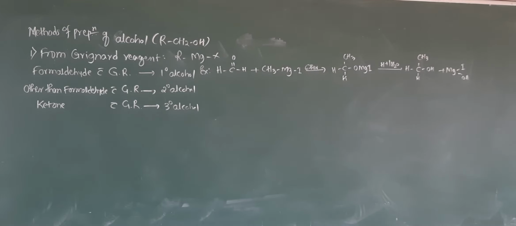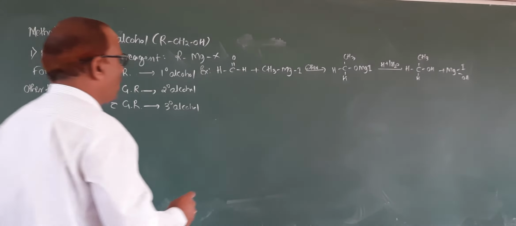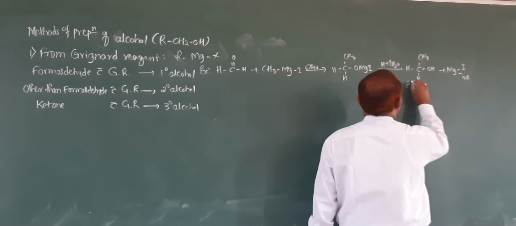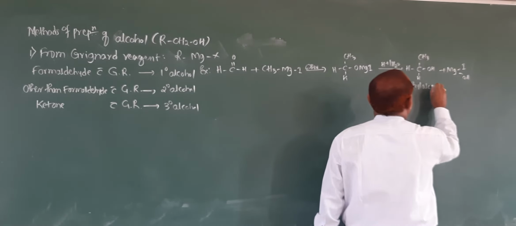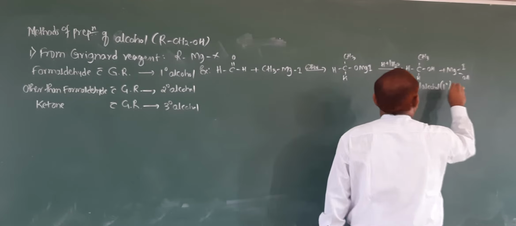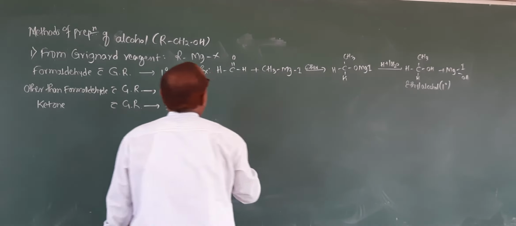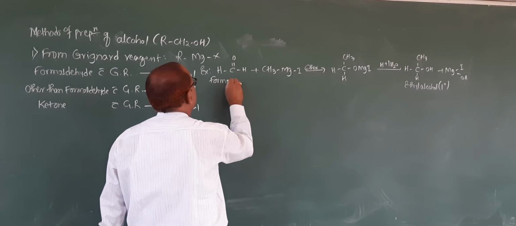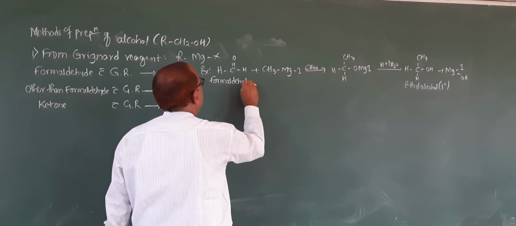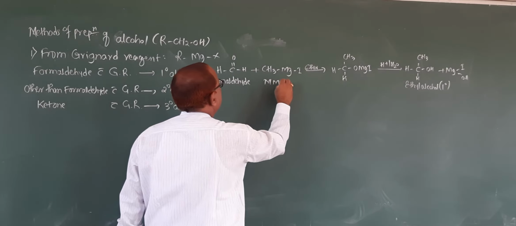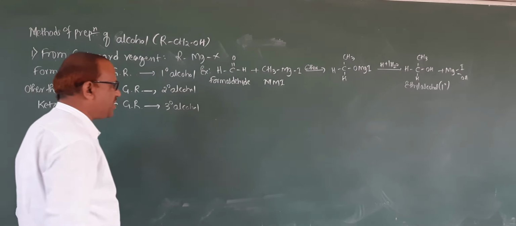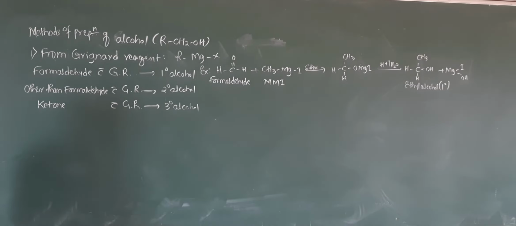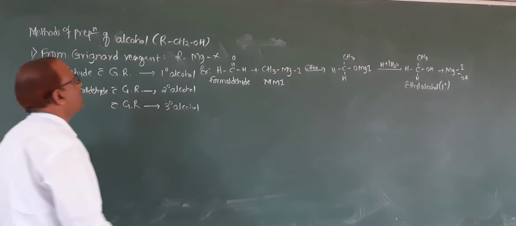Think a little carefully. Read it as CH3CH2OH. That is nothing but ethyl alcohol. Right? This is a primary alcohol. The same type, the second one, this is formaldehyde. Formaldehyde with methyl magnesium iodide giving rise to addition compound which on acid hydrolysis giving rise to ethyl alcohol. Second, take any other aldehyde.